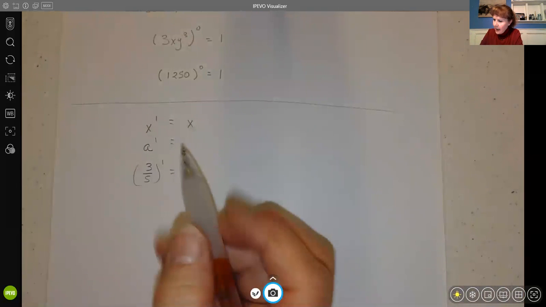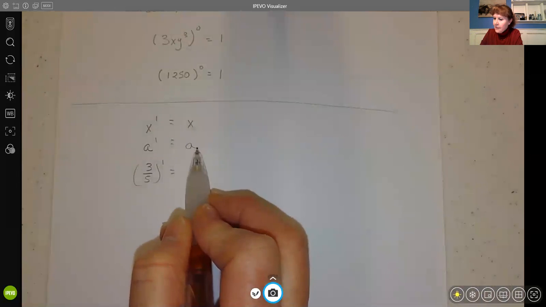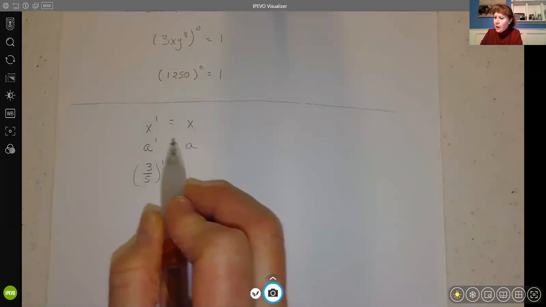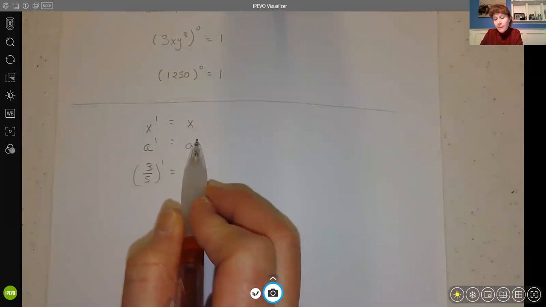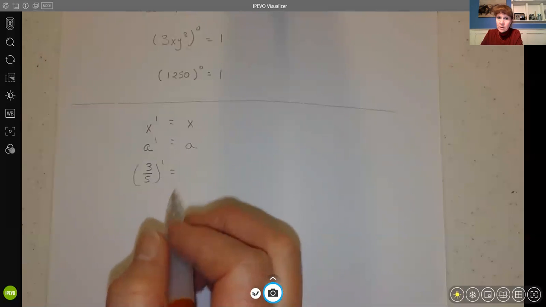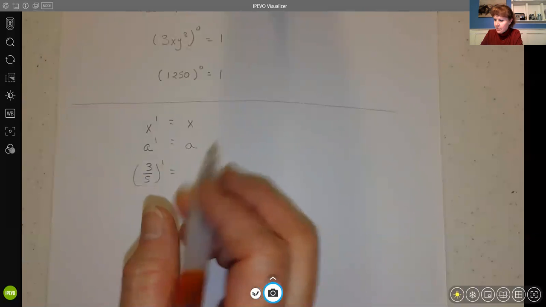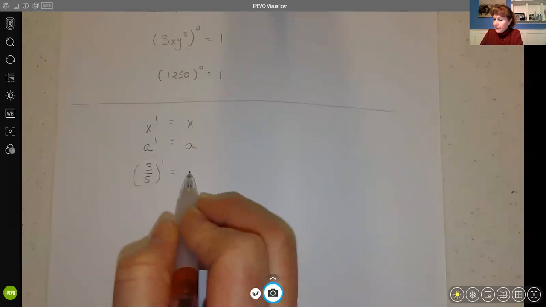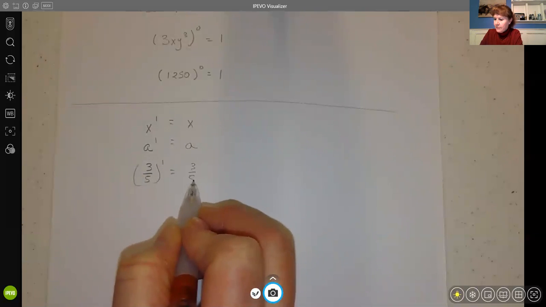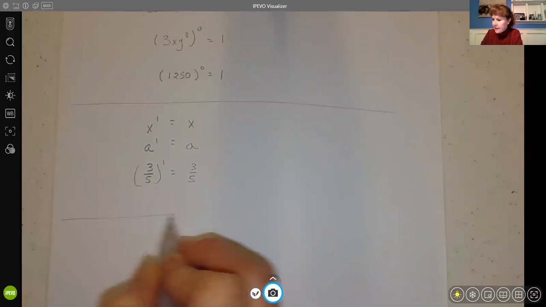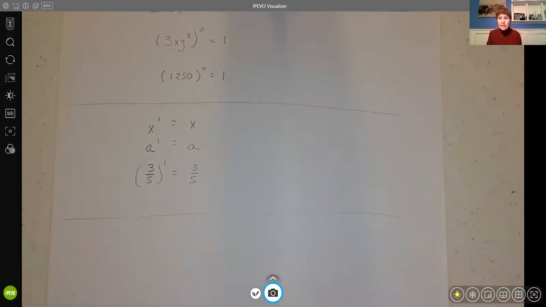Here, a to the first is equal to a, and you need to be able to go from here and realize that if you're missing the exponent, it's a 1, when we start to do our power rules tomorrow. And 3 to the 5th is just 3 to the 5th. So that's the next thing that we'll be talking about in some examples on those notes.